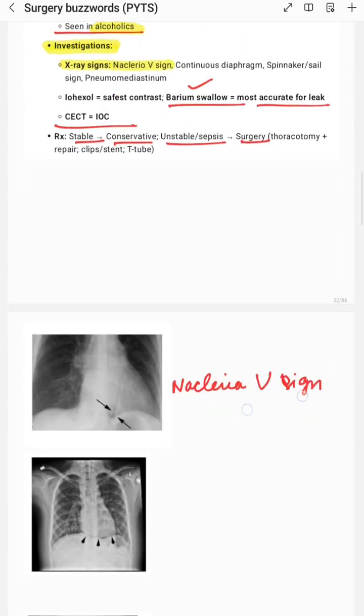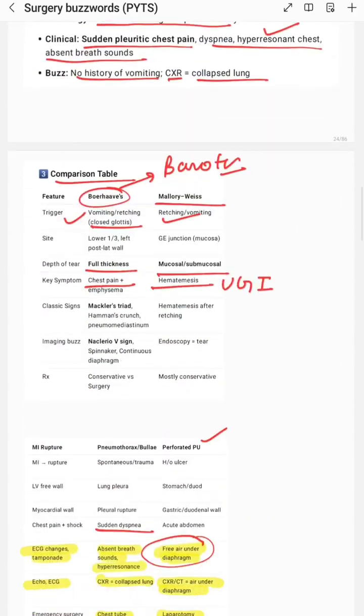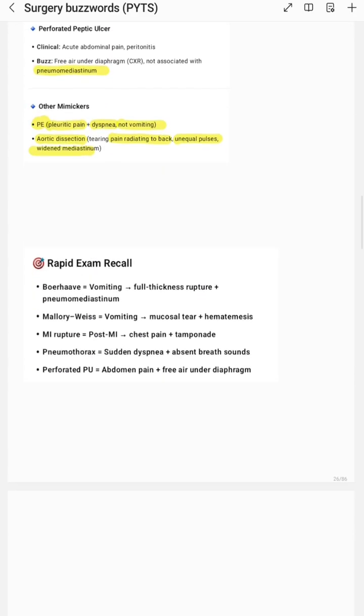Okay, so I think this is a very important topic, important from the INI side, NEET PG and FMG exams. Okay, thank you.